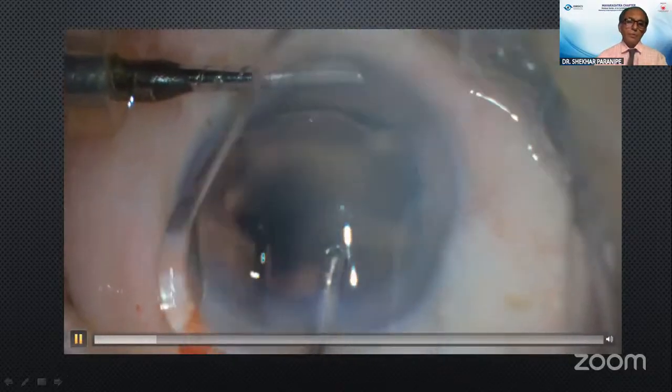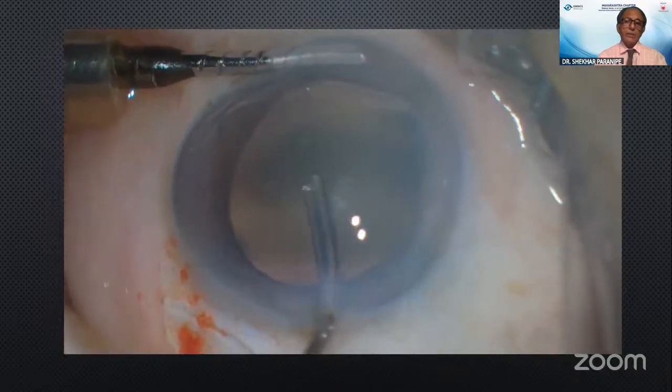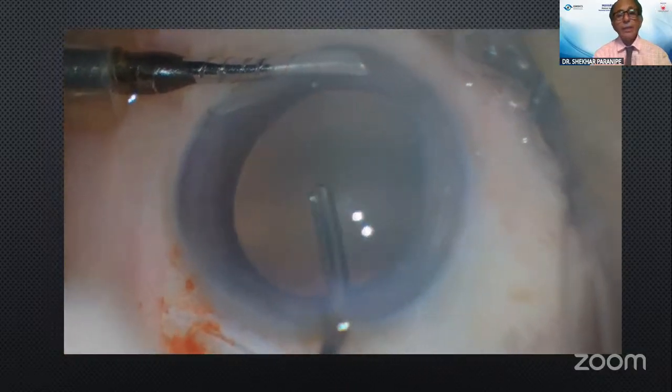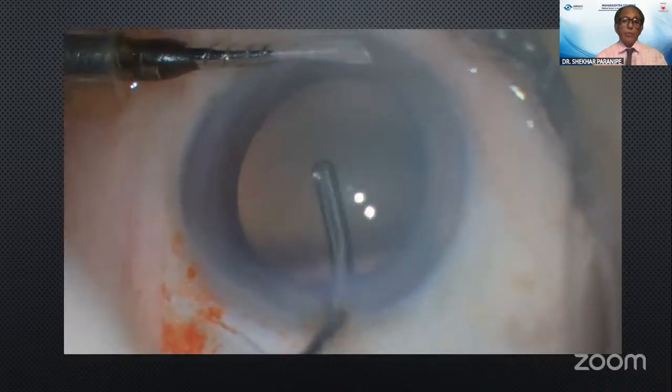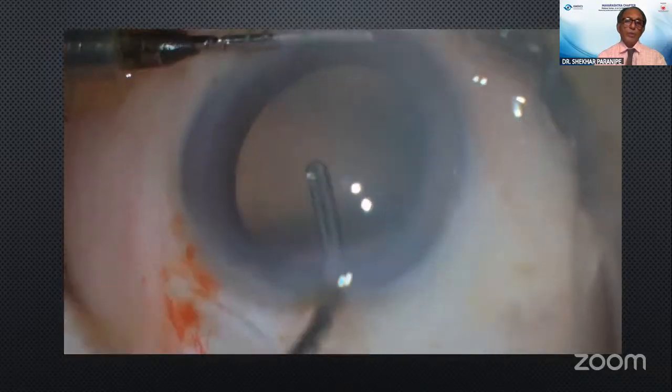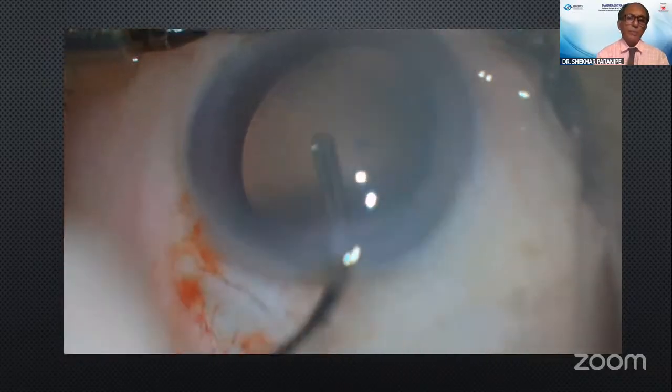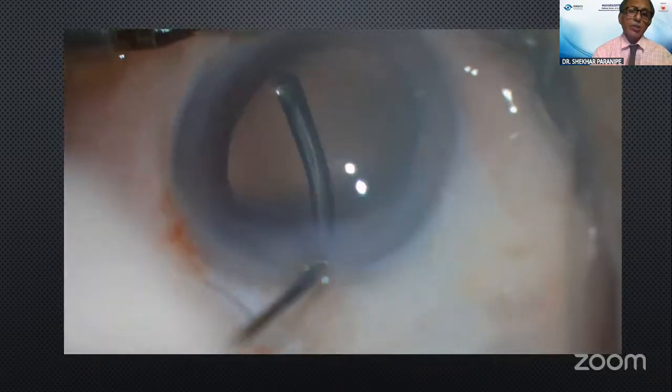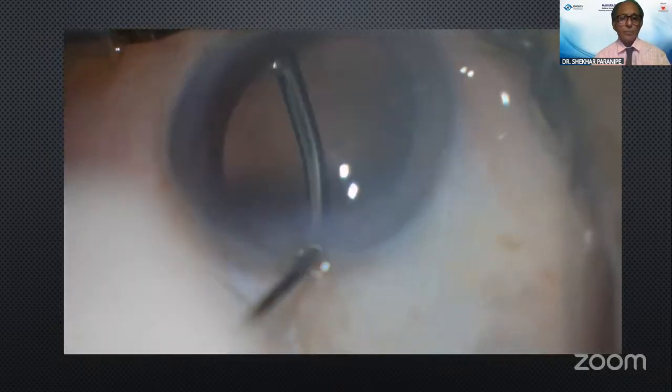Now, whatever cortical cells are left, which are loosened by ultraviolet ray, you can very comfortably remove. And I am doing the polishing or vacuum aspiration of the cortical cells on the posterior surface of the anterior capsule.